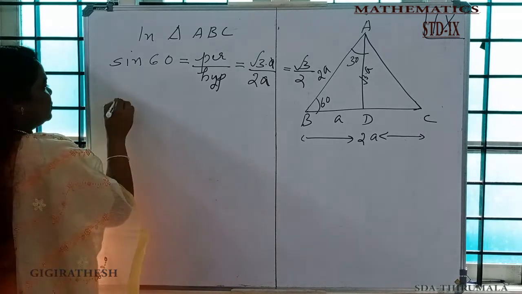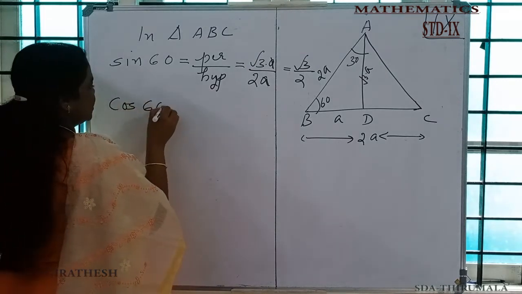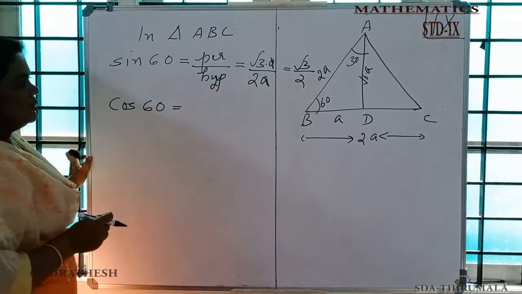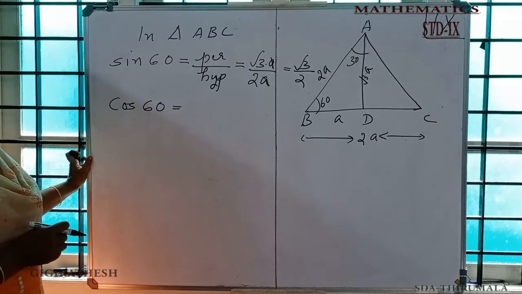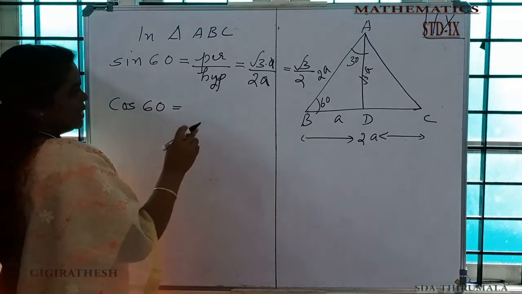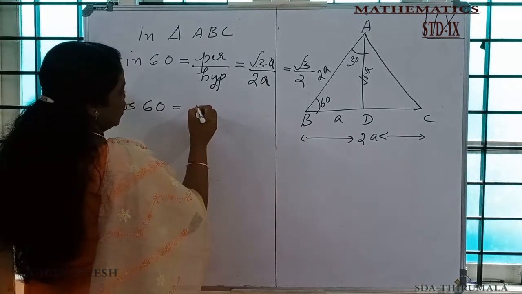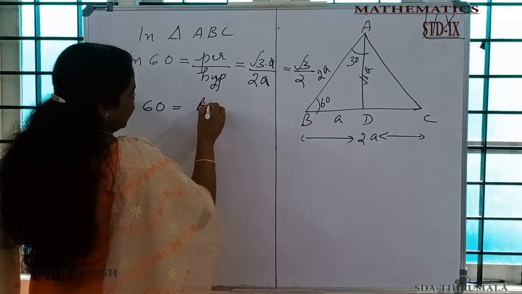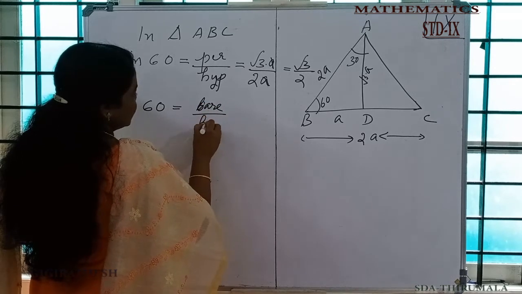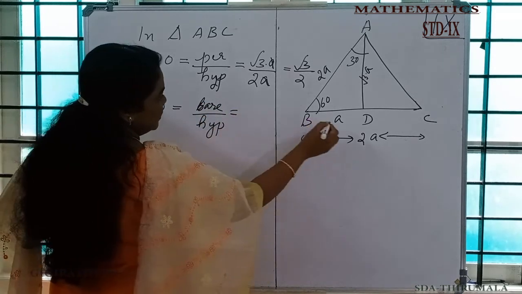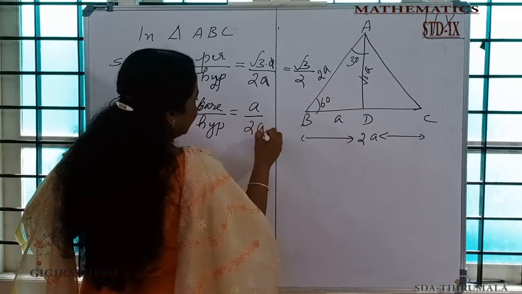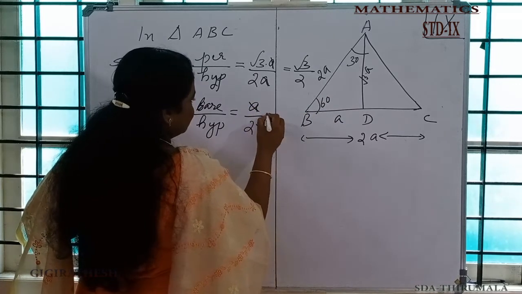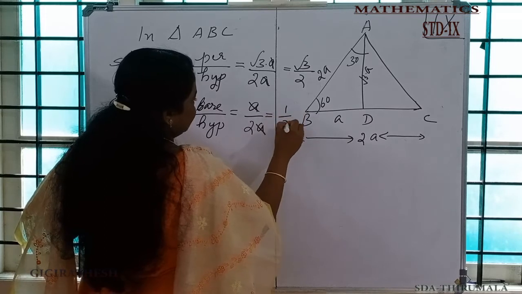Next is cos 60. What is the ratio of cos 60? Cos 60 is equal to base by hypotenuse. Base is equal to BD, that is A, so base by hypotenuse is BD by AB, that is A by 2A, and cancelling this A, here we get 1 by 2.